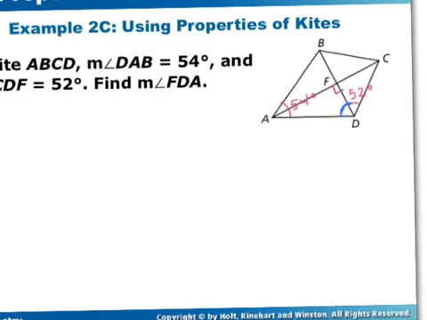That's a right angle. And then up here, we took that 54 a second ago and divided it by 2 to find that each one of those smaller angles is 27.